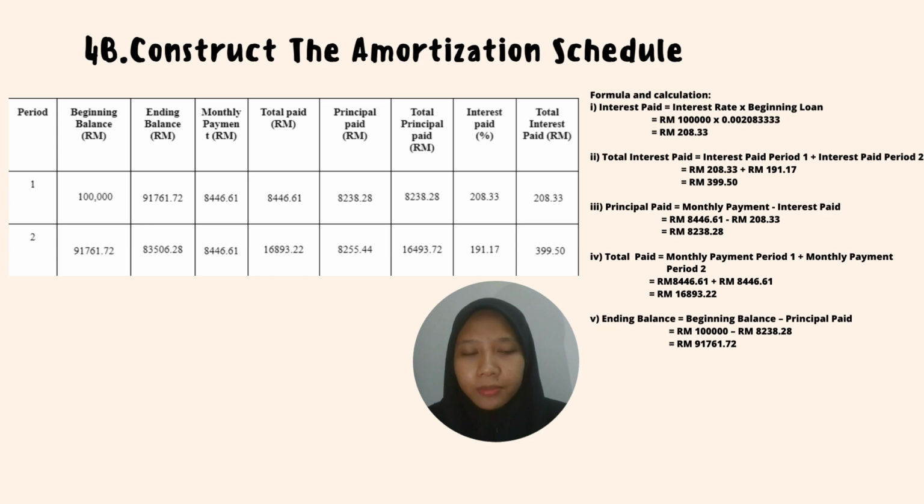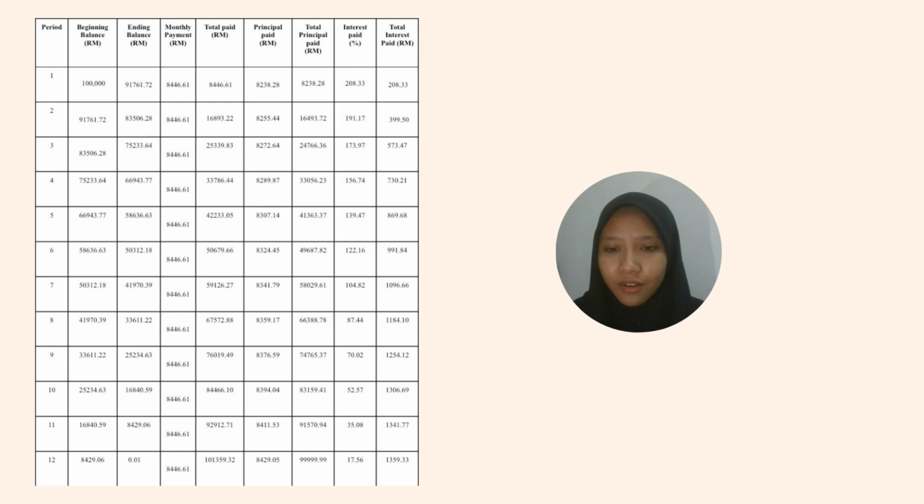The next part is total paid. The formula is monthly payment period 1 plus monthly payment period 2. We will get the answer 60,893 ringgit 22 sen. The last part is ending balance. The formula is beginning balance minus principal paid. We will get the answer 91,761 ringgit 72 sen. This is the end of our calculation of constructing the amortization schedule.